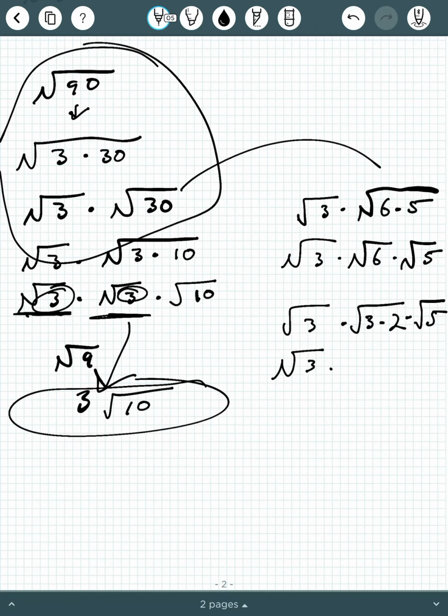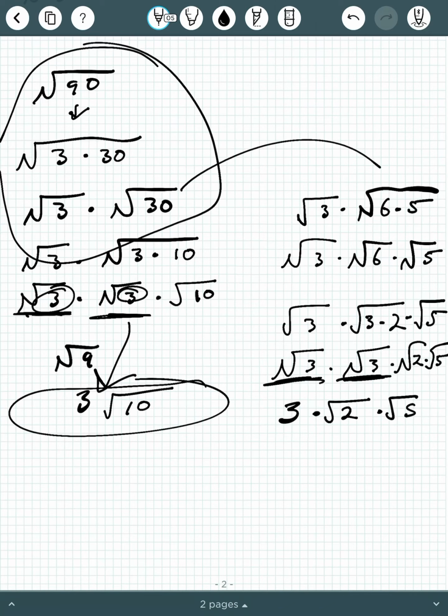So now as I break it up, you'll see I still get that pair of square roots of 3 that gives me 3, and that's now multiplied times the square root of 2 multiplied by the square root of 5. Well, 2 and 5, they can't be taken as perfect squares. There's no whole number that can be multiplied by itself to give us those. So I can combine them together and say the square root of 2 times 5. And sure enough, 2 times 5 is 10.